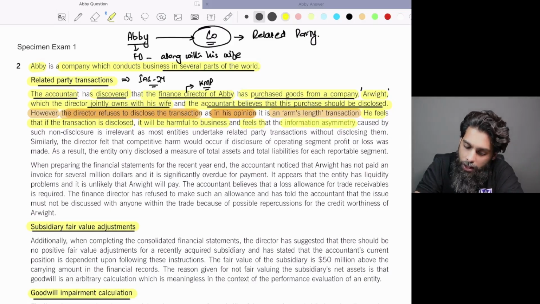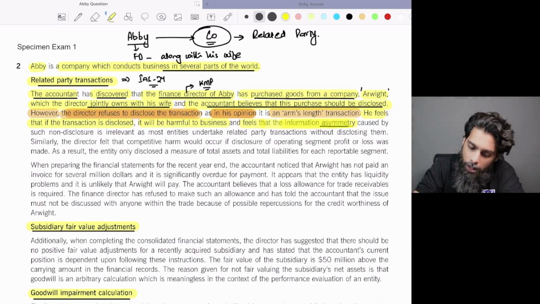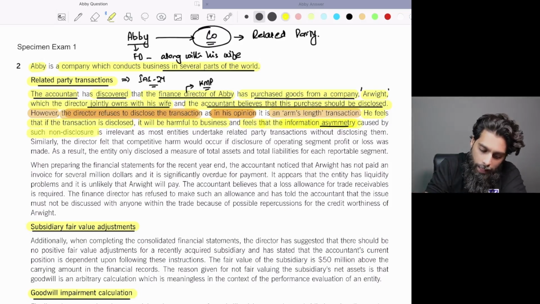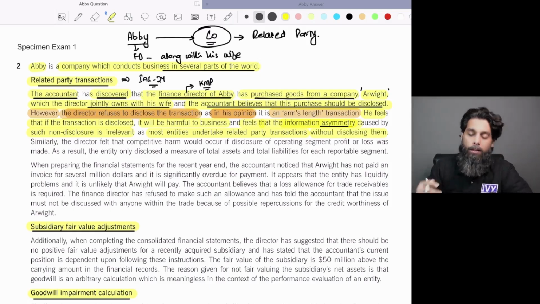The examiner says he feels that if the transaction is disclosed, it will be harmful to the business, and feels that the information asymmetry means lack of something. So your finance director is saying that the information asymmetry caused by such non-disclosure is irrelevant because most entities undertake related party transactions without disclosing them.